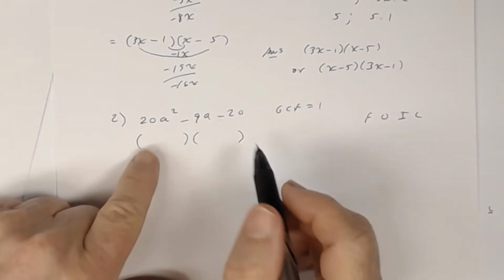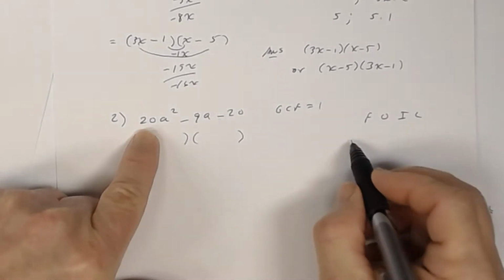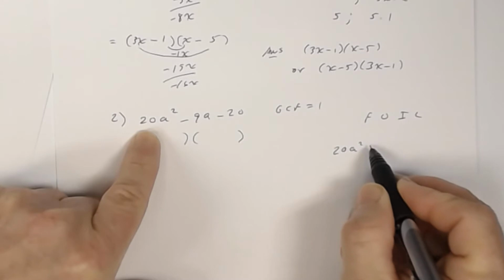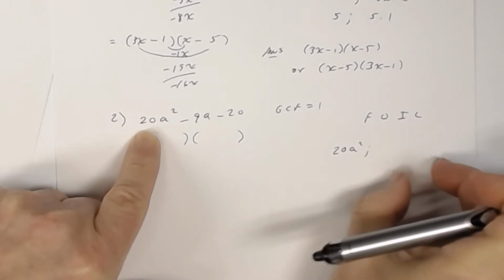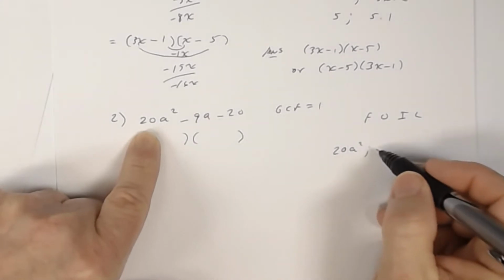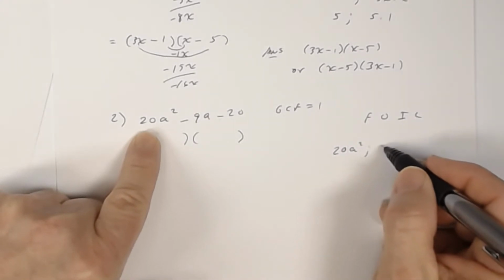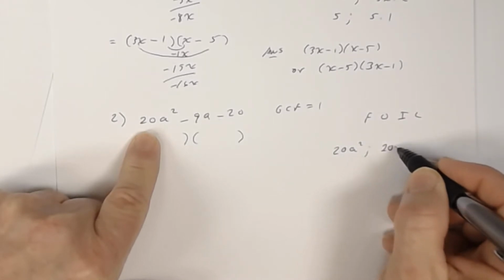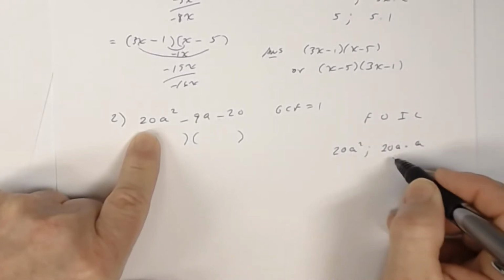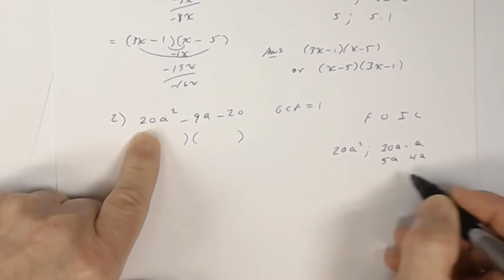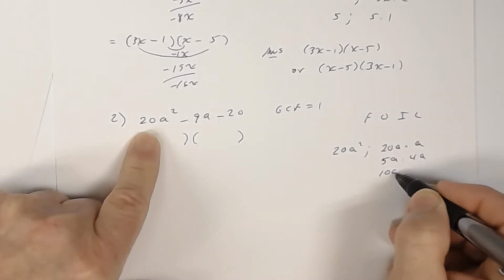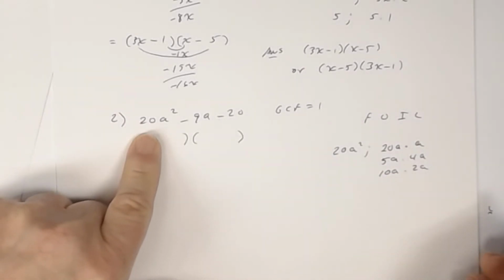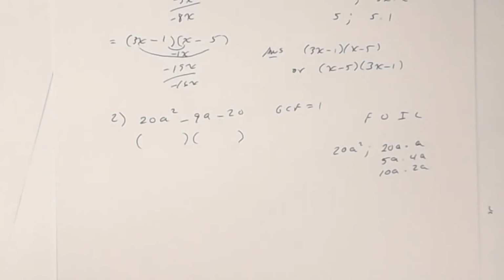Now, let's look at the first one, 20a squared. In your mind, you're thinking this, and if you need to, you write it out somewhere on another sheet of paper. For 20a squared, I can use 20a times a, I can say 5a times 4a, I can say 10a times 2a. And that is about it. So those are the only three possibilities for 20a squared.